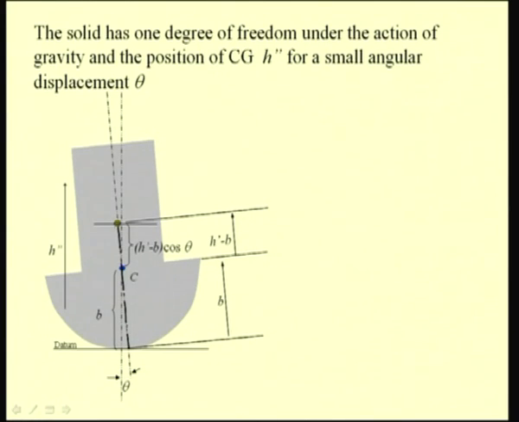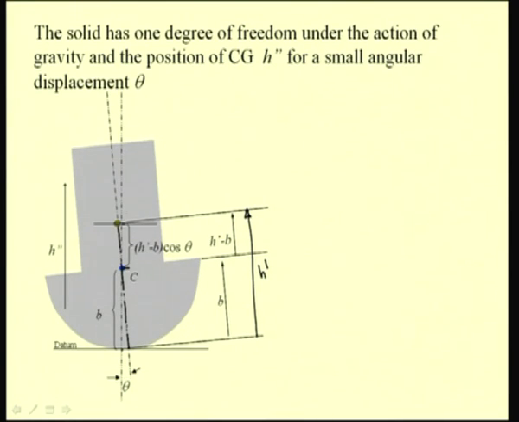Because this is the location of the CG, and this axis represents the location of the CG in the undisplaced position, that is when this knob was in the vertical position. So, this total height is h prime, and so this distance is h prime minus B, and if this angular displacement that we are considering is theta, then this distance, that is marked on the present vertical axis passing through the point of contact between the composite object and the datum surface, is h prime minus b times cos theta.